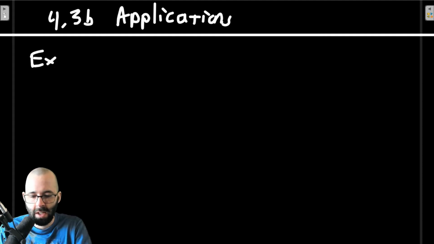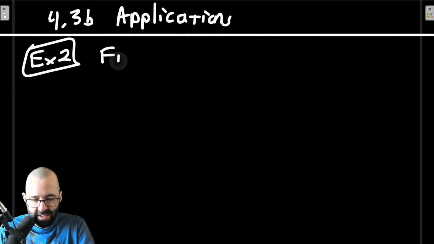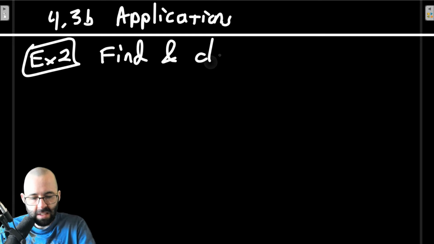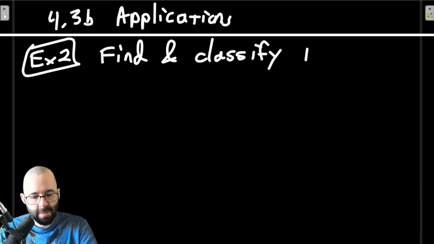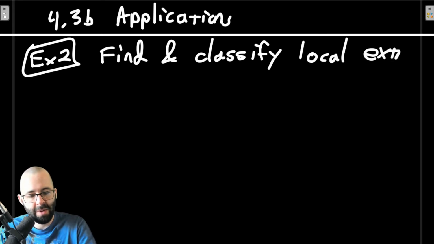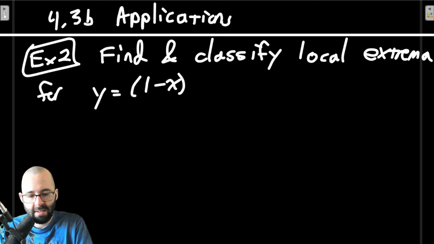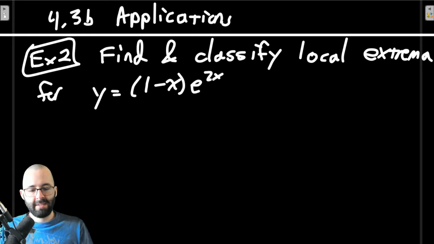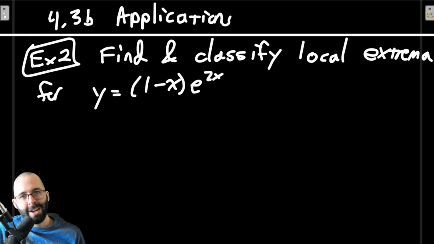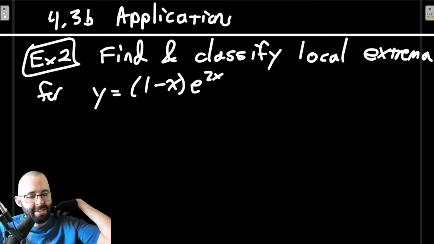Example 2. Find and classify. Ooh, I love hearing that word, classify. Local extrema. Ooh, I like that word too. That's 2 words that I like. So many words that I like. Find and classify the local extrema for y equals 1 minus x e to the 2x. Back to chapter 2. All right.